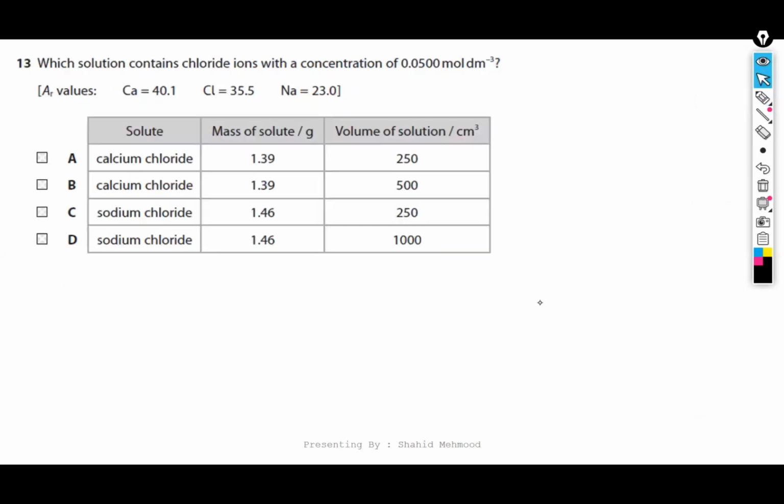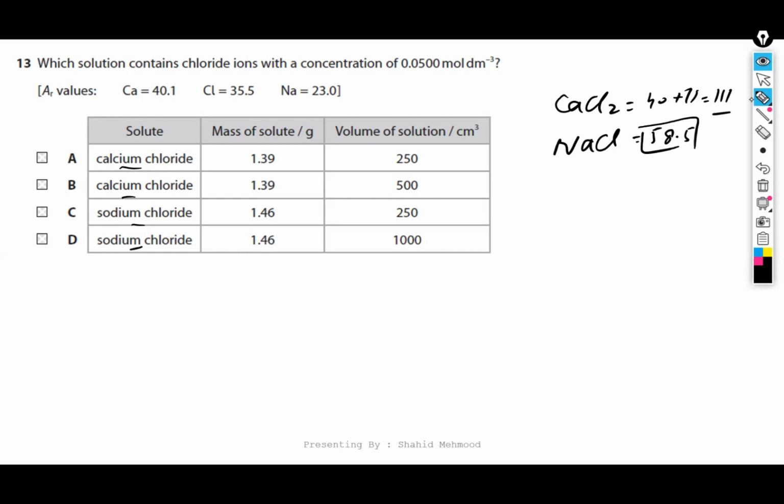Question 13. Which solution contains chloride ion concentration 0.05 moles per dm³? We can solve this question in a different way. See here, one compound given is calcium chloride and one is sodium chloride. First of all we have to find their Mr. So this is 40 plus 71, 111, and this is 58.5.